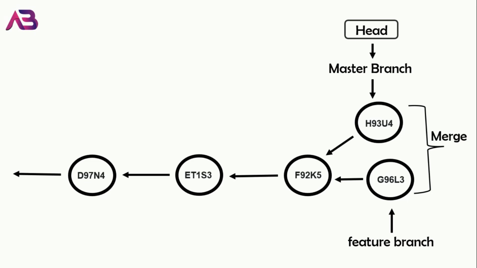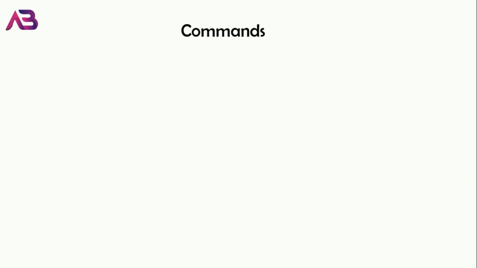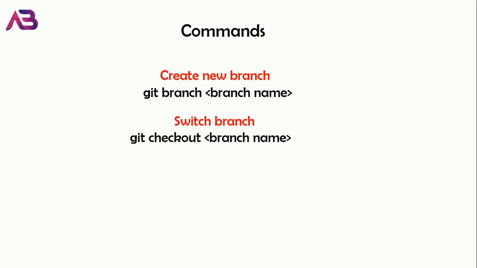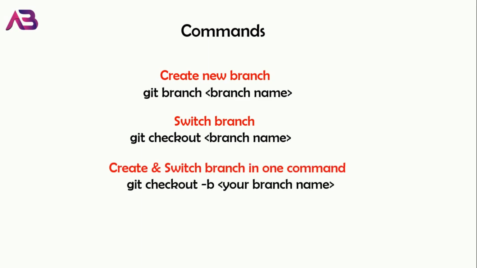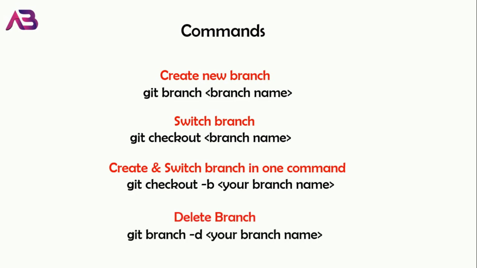You can just check out some commands to deal with these branches. To create a new branch in Git, you can use the git branch command. To switch to that branch, you can use the git checkout command. If you want to create a new branch and switch to that branch in one single command, you can use this command. To delete a branch, you can use this command.